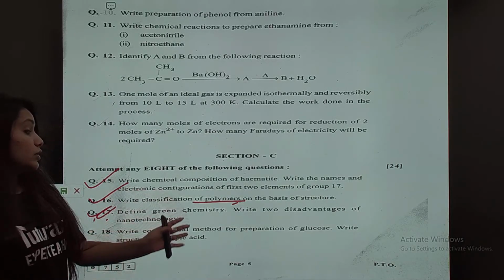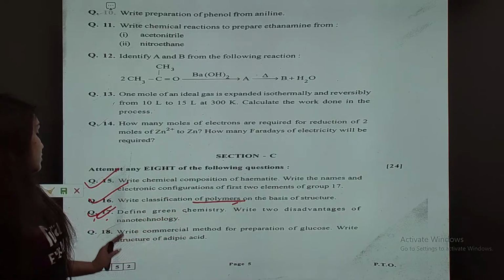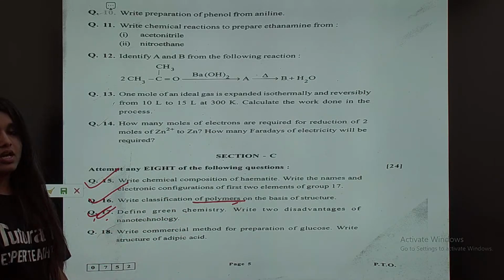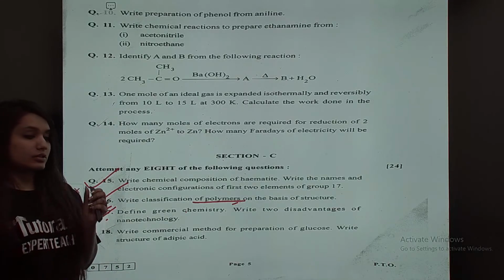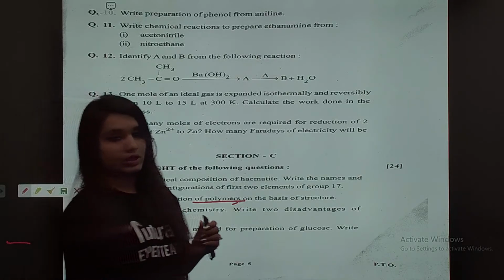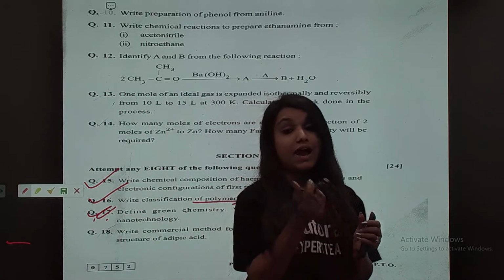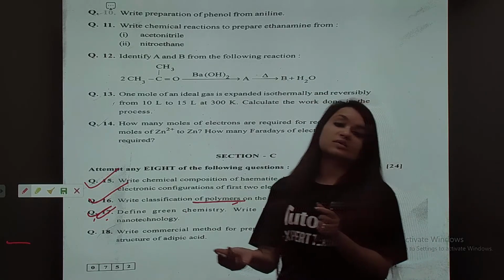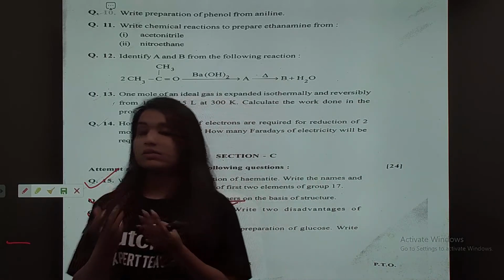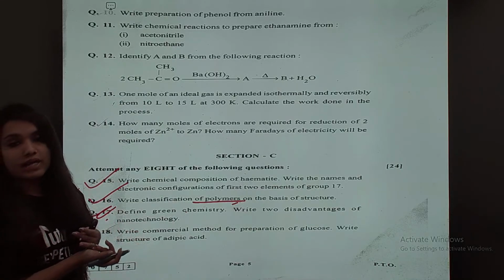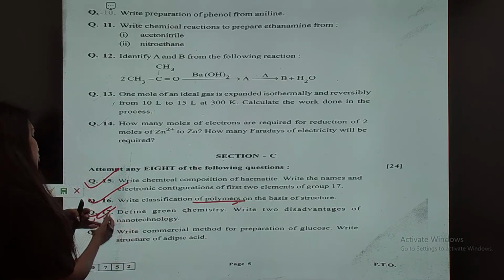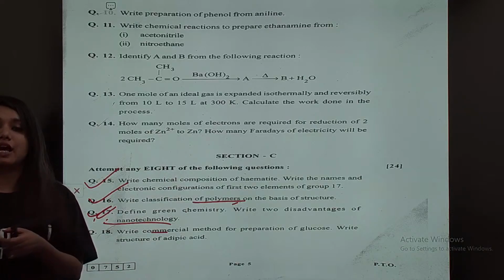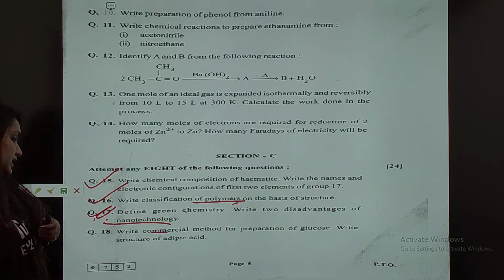Then the next part of the question is, write 2 disadvantages of nanotechnology. Nanotechnology mainly has the disadvantage of creating pollution. It creates a lot of air pollution, and that in turn creates biological issues like it affects the respiratory tract and causes damage to the lungs. So those are the 2 disadvantages of nanotechnology. Moving on to question number 18, everyone.